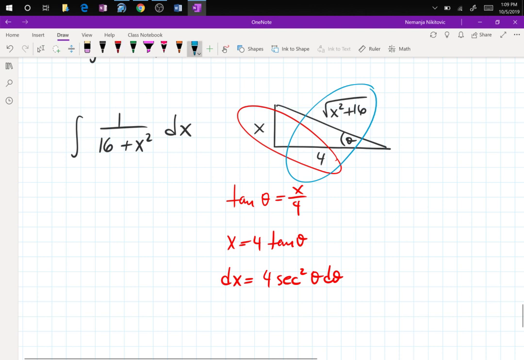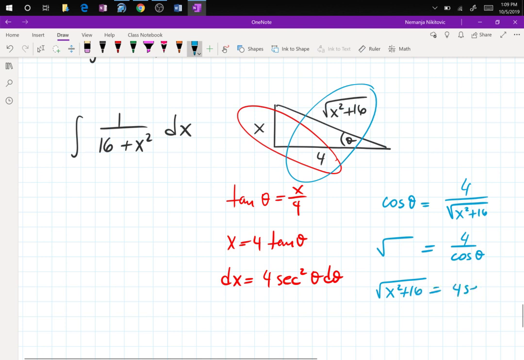The blue pair is cosine. It's going to work out to be secant, but we start with a cosine. Cosine is 4 divided by the square root of x squared plus 16. The square root, I'm just going to abbreviate. The square root is now going to be 4 over cosine theta. And finally, the square root of x squared plus 16 is going to be 4 secant theta.